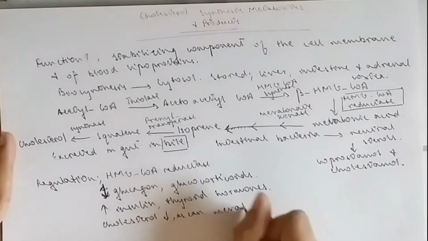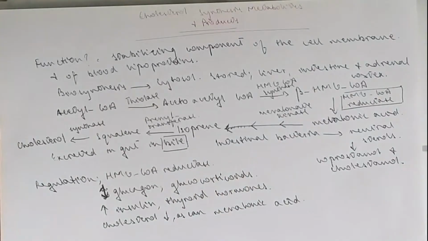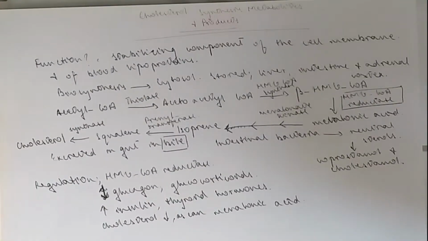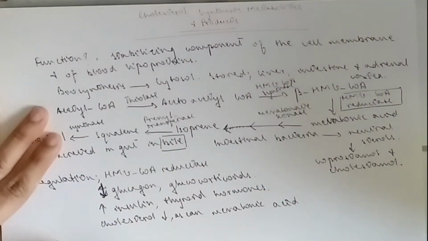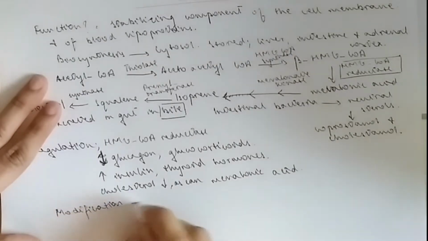Right? Then we have cholesterol itself inhibits HMG-CoA reductase. So when you have too much of the product, the enzyme gets inhibited. And also mevalonic acid is another inhibitor.